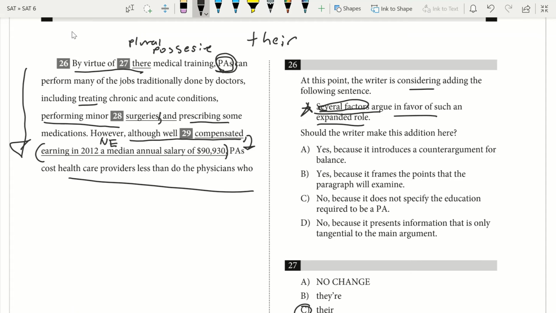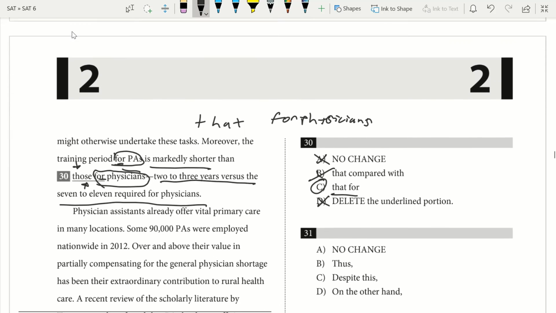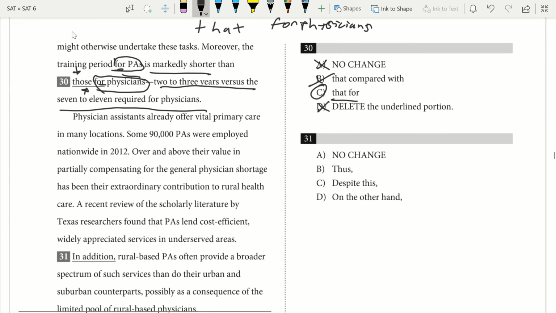They can perform many jobs traditionally done by doctors. Although they're well compensated, they cost less than physicians. And then we also had one more point below that. So we know we want to place it there because it frames the point the paragraph will examine. It does not introduce a counterargument. So although, yes, we want to make the addition, that's the wrong reason why. So we're not going to do A. And then C and D, we do want to make the addition because it does frame the points that the paragraph will examine. And now from there, we've answered all the way up to 30, and now we can go ahead and start on 31.